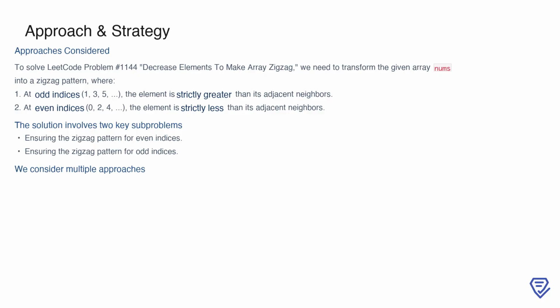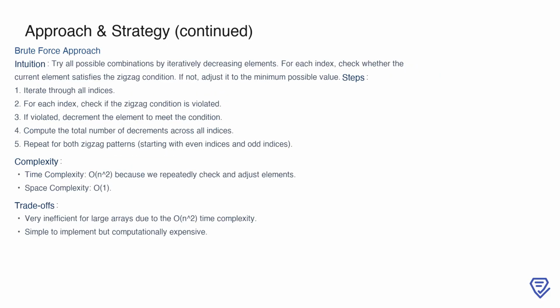With this in mind, we can explore different approaches to solve the problem efficiently. One approach we might consider is the brute force method. The intuition here is to try all possible combinations by iteratively making adjustments to the array. Specifically, for each index, we check if the current element satisfies the zigzag condition. If it doesn't, we decrement the value of the element to the minimum required to meet the condition. The process involves iterating through all indices, identifying violations, and adjusting elements accordingly.